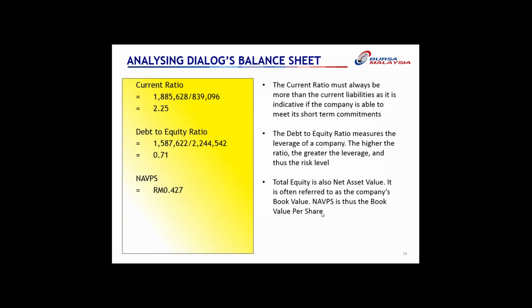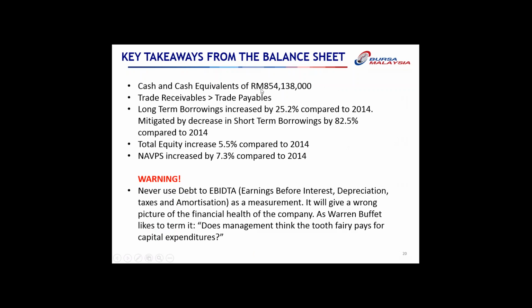Key takeaways from the balance sheet: we know that cash and equivalents is 854 million, which is a very healthy cash position. Okay, trade receivables is more than trade payables. Now, if let's say trade payables is more than trade receivables, then it's worthwhile to find out in the balance sheet. Normally, they have certain indication why it is such.